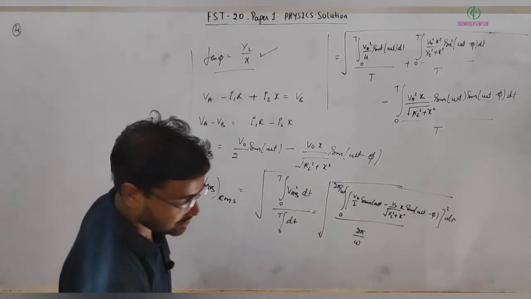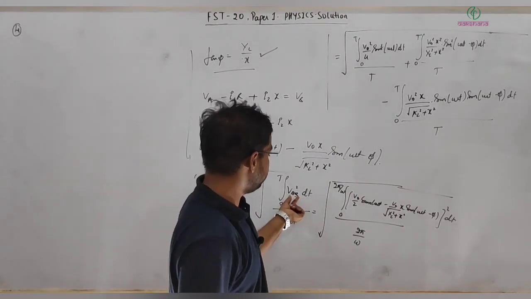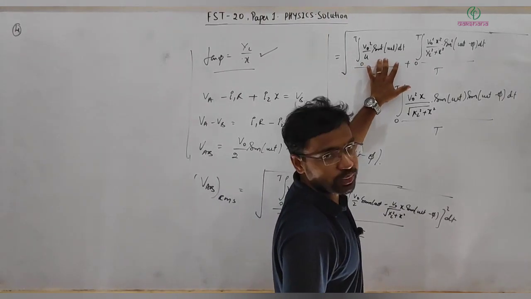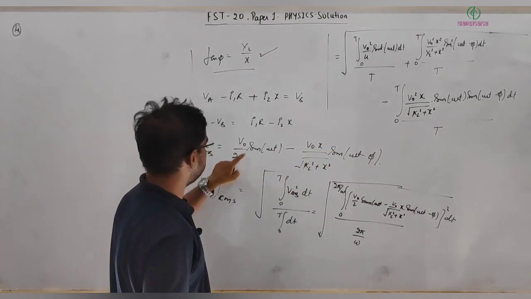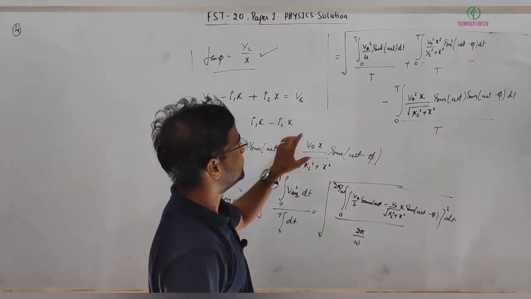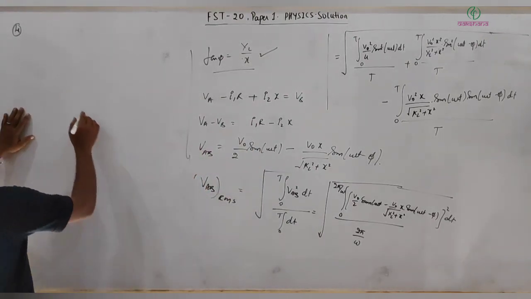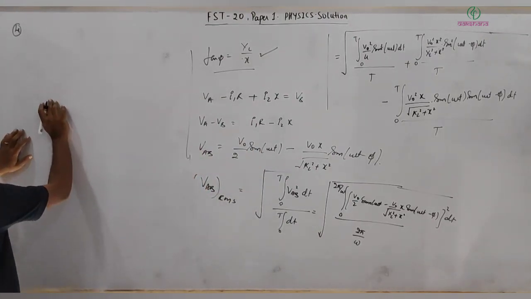Now you can see, if I just look at something square into dt from 0 to T, divided by T from 0 to T, this is exactly that value, and its peak value is given by V naught by 2. So I can write the value after solving this will be equal to, actually, right.